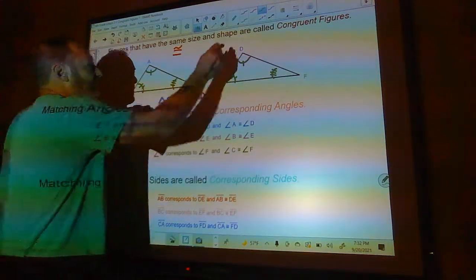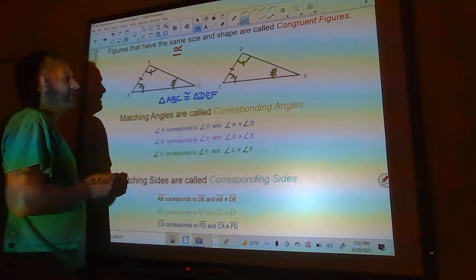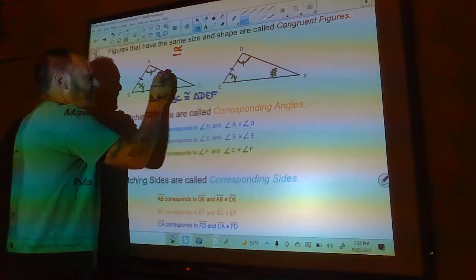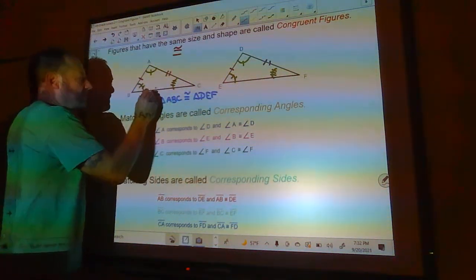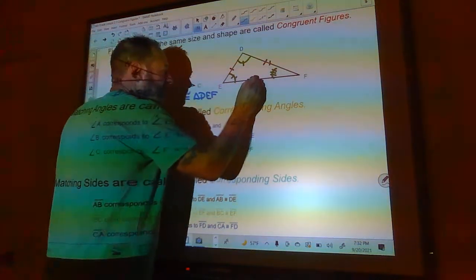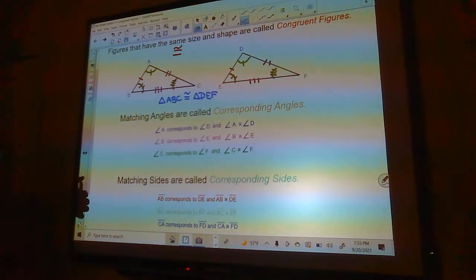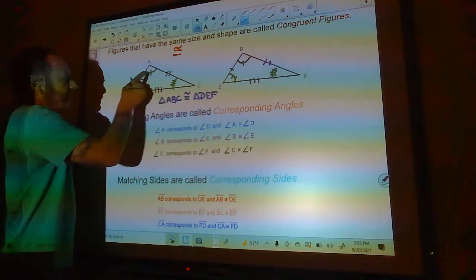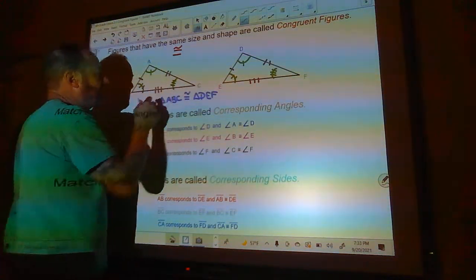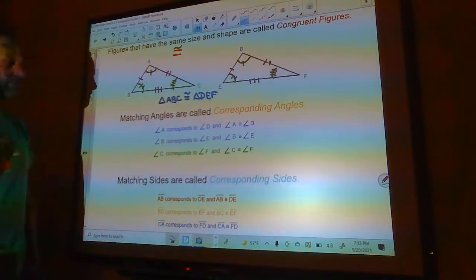And we do the same thing with sides. So side AB is equal to side DE. Side AC is equal to side DF. And side BC is equal to side EF, sorry. So you just look at this, all these pieces are the same in both triangles, therefore the triangles have to be congruent.